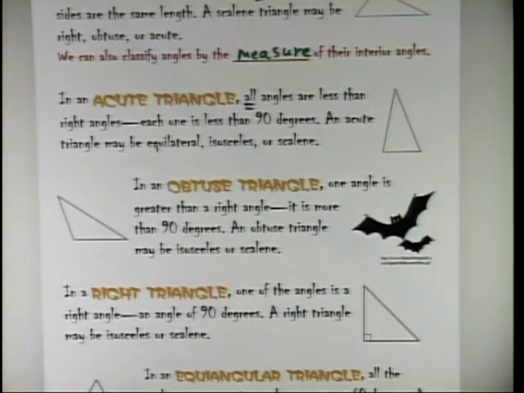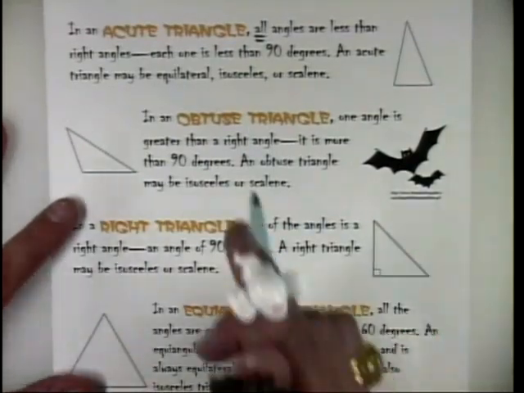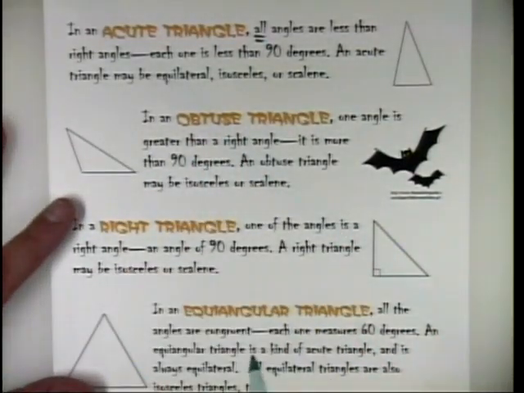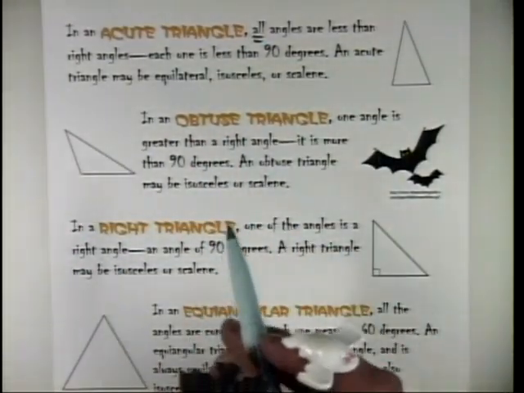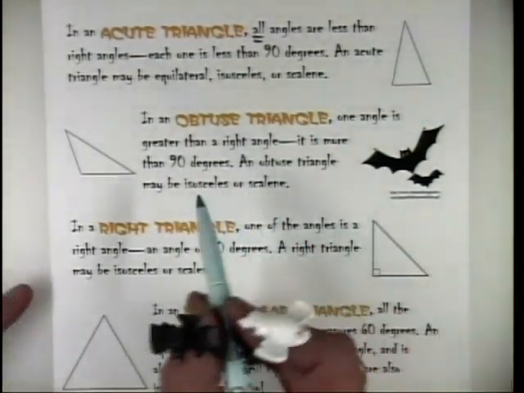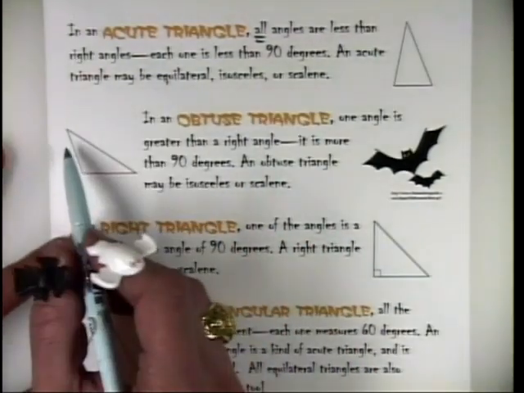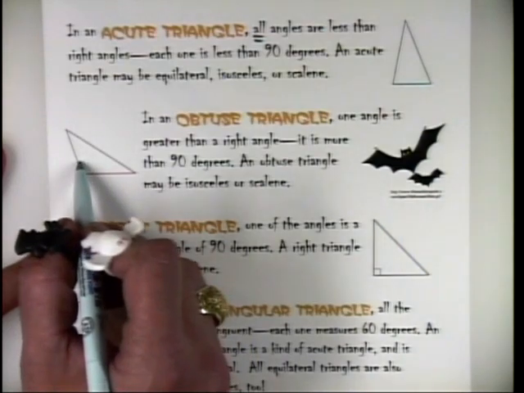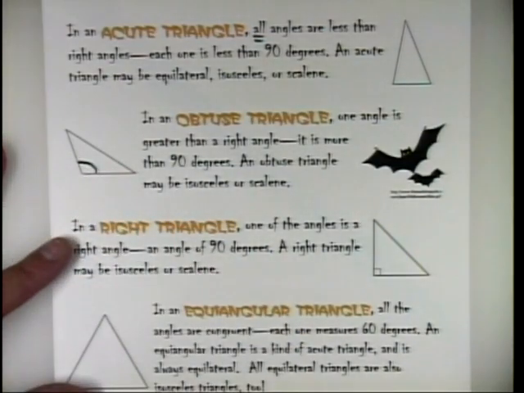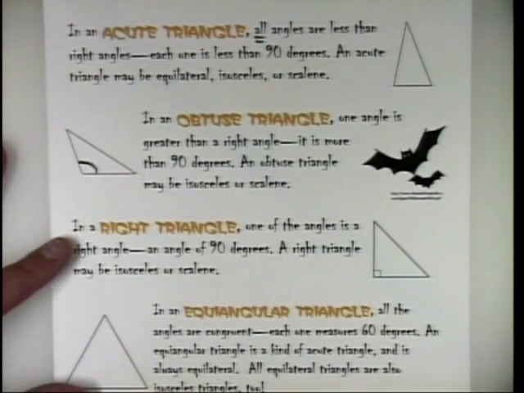Got it? All right. In an obtuse triangle, that's the next kind here, we've got one angle that's greater than a right angle, which means it's bigger than 90 degrees. And if you look at this triangle here, that would appear to be this angle here. It's a little bit bigger than 90 degrees, which would be a right angle, and so we'd call that an obtuse triangle. Kind of fun to say. Say obtuse triangle. All right, look at those mean-looking bats there.